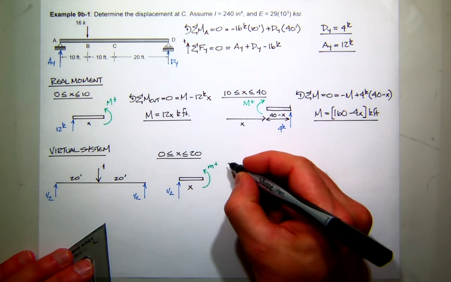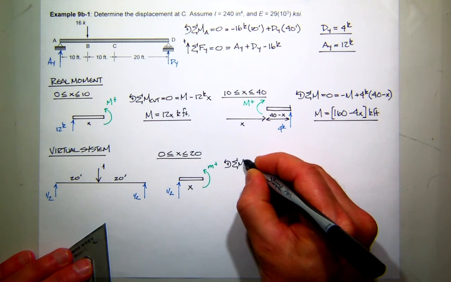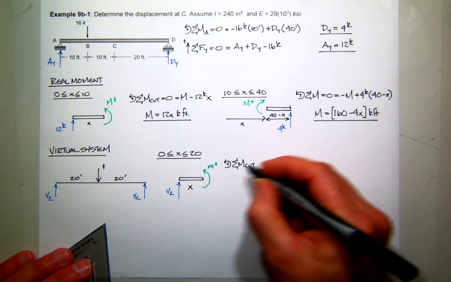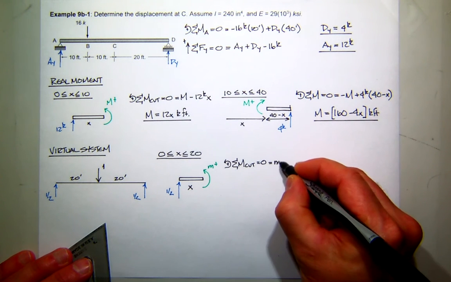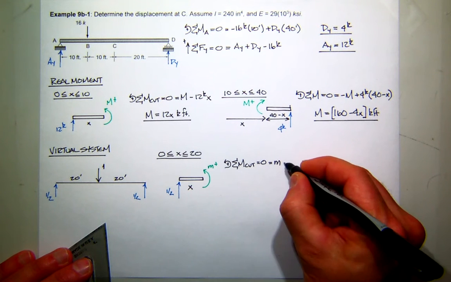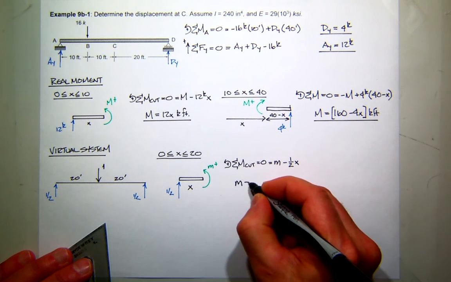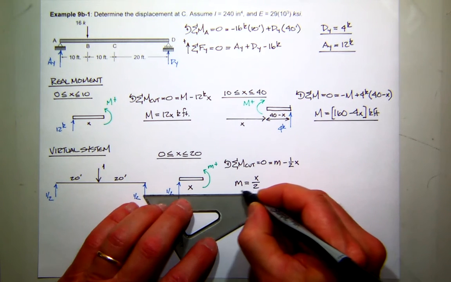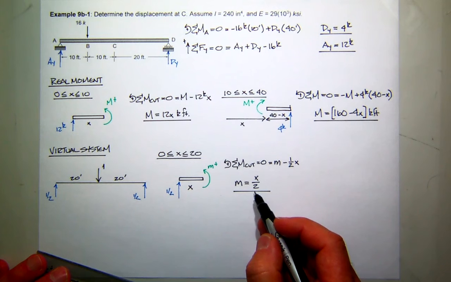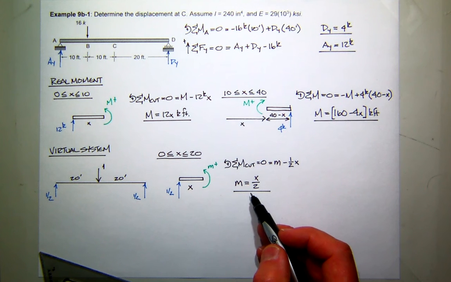And if you sum moments at this cut with the right-hand rule as your sign convention and set it equal to equilibrium, you'll have positive m minus 1/2 times x, so the virtual moment is just x over 2. And you can check that. At x equals 0, the moment should be 0, and this equation gives that.